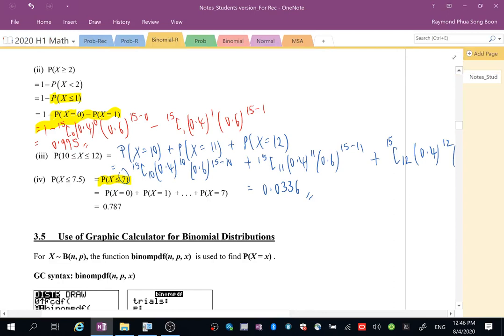Okay, so for probability x less than or equal to 7, if x follows a binomial distribution, the values of small x will be 0, 1, 2, 3, 4, 5, 6, and 7. So we sum up all these probabilities.